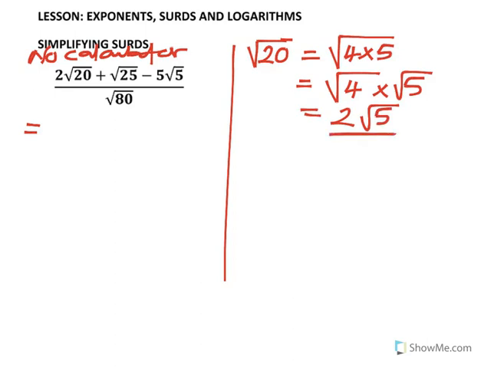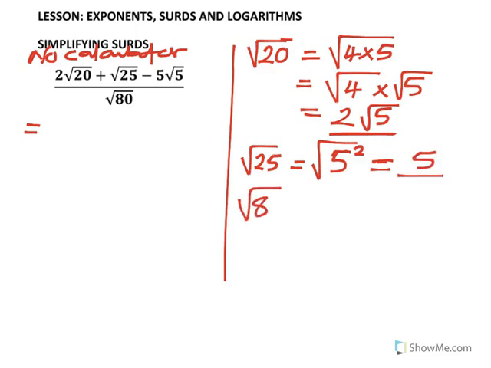I cannot simplify 5 further. What about 25? Square root of 25, you know, it is simply 5. Why? Because 25 is the same as 5 squared. And when you say square root of 5 squared, what do you get? You get a 5. What about square root of 80? Square root of 80, you can look at the factors of 80. You can try 2 and 40. You can try 3, doesn't work. You can try 4, 4 and 20. Let me try 5.